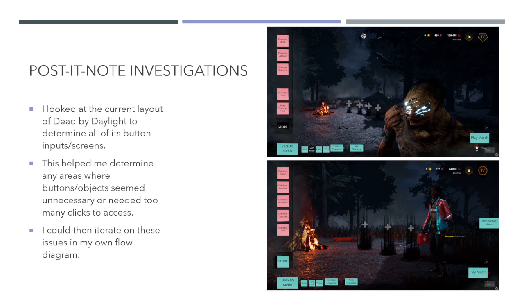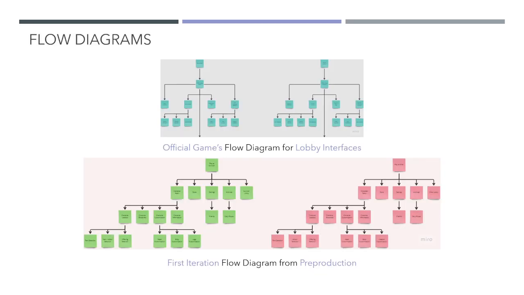So just a wee bit of brief information, I looked at post-it note investigations. Now I actually overlaid the post-its on top of my buttons in-game, just so I could figure out all of the menus that I would need to recreate. And this is a good lead into my flow diagrams, because through using those post-it notes, I could find all these menus you can see on the top there, find out where they're a wee bit unnecessary.